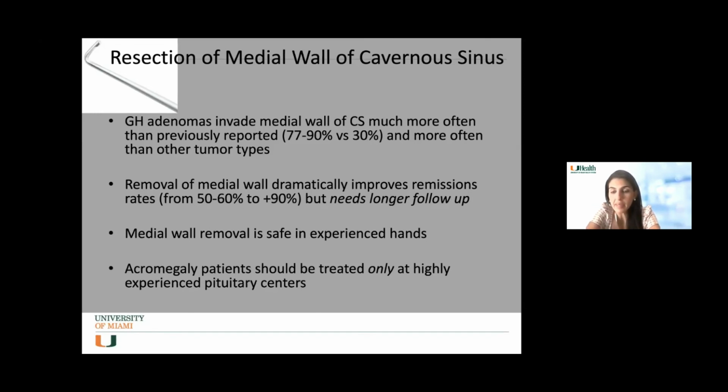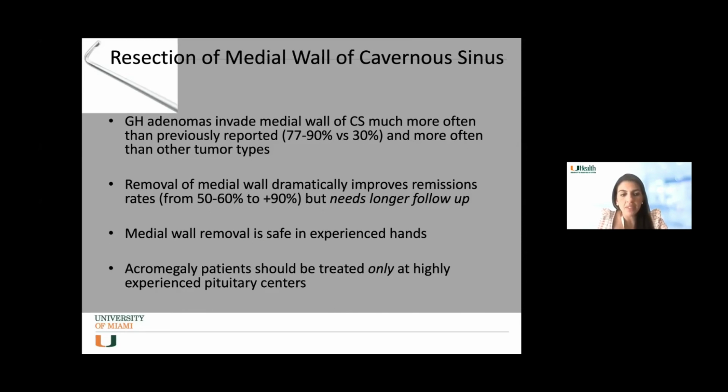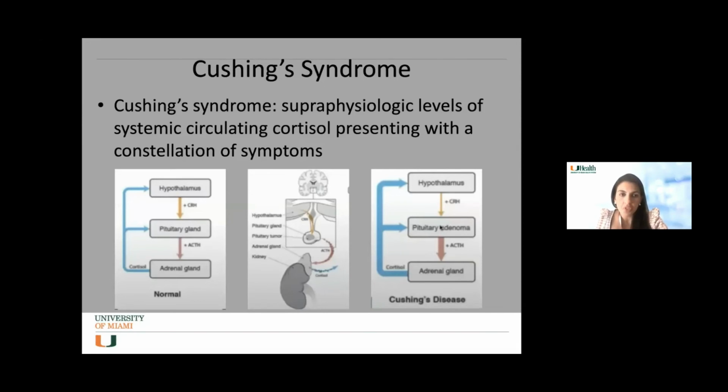That's pretty dramatic, but obviously we need longer follow-up, right? And it can be safe in experienced hands, but ultimately I think it shows that acromegaly patients really should be treated at highly experienced pituitary centers, because you're not really doing patients any favors by doing not a great surgery the first time around. What we saw in that meta-analysis that Ted Schwartz did is that the first time around is really your best bet, and second-time surgery doesn't really help you too much. So that's acromegaly, growth hormone secreting tumors, resection of the medial wall of the cavernous sinus. I'm going to move over to Cushing syndrome a bit.